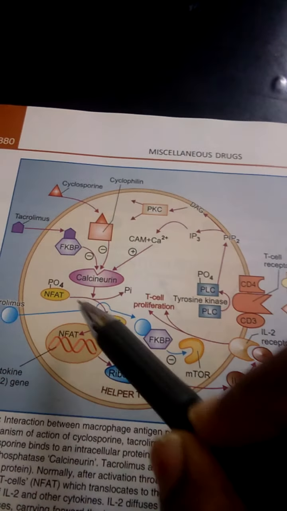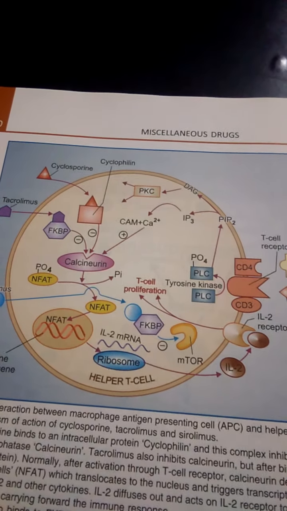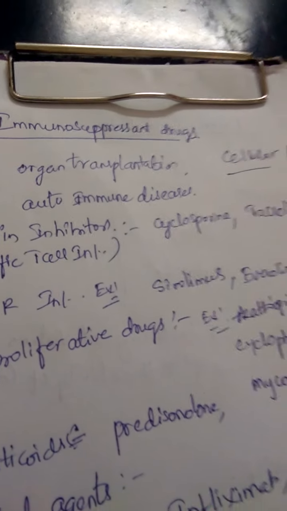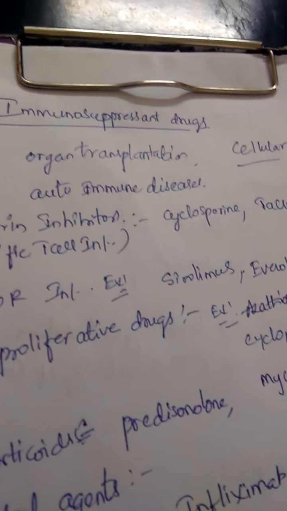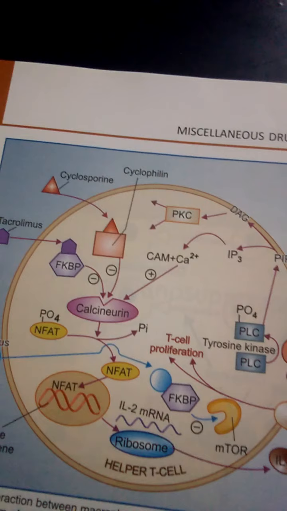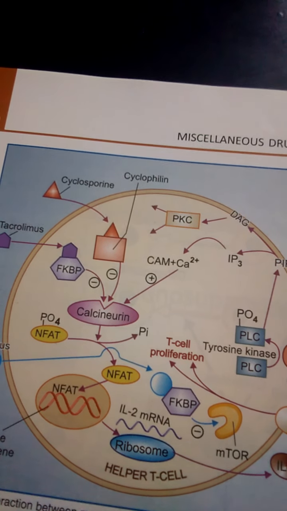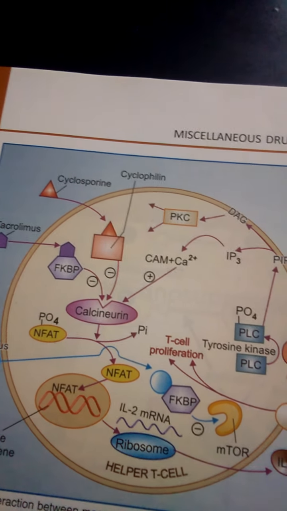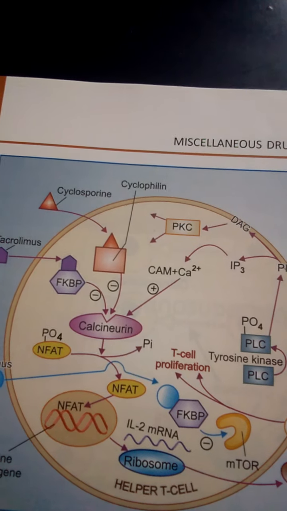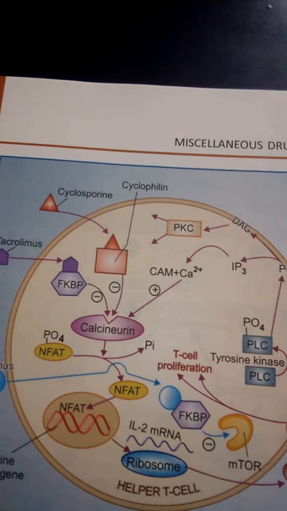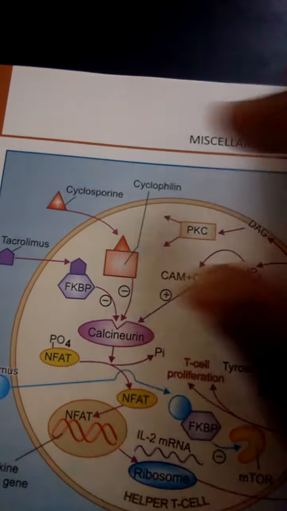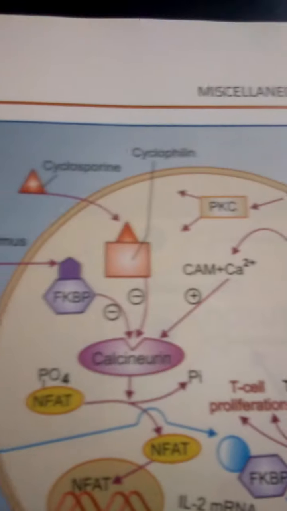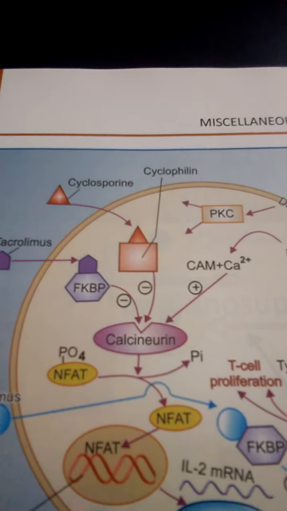Next, here we are using the calcineurin inhibitors, which are in our first classification. An example is cyclosporin. Calcineurin inhibitors are drugs that mainly inhibit the calcineurin protein. Now I am discussing the cyclosporin mechanism of action, how cyclosporin attaches to the cell.